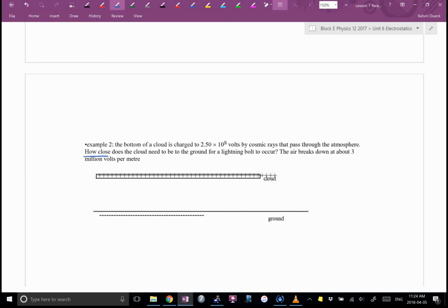Connor, what does this question want me to find? How close does the cloud need to be? What variable would that be? Distance. We learned yesterday between parallel plates that electric field is the voltage divided by the distance. Connor, my friend, could you get the distance by itself, please? Times the D over, divide the D. So D equals V over E.